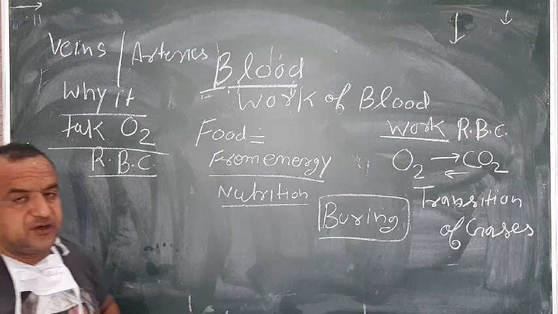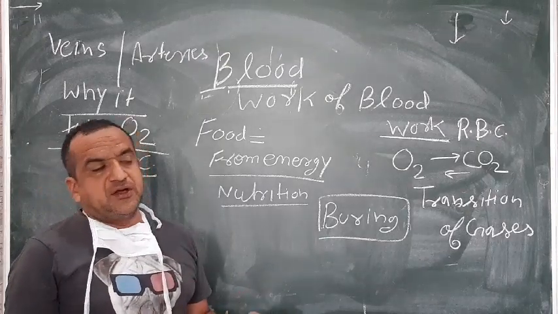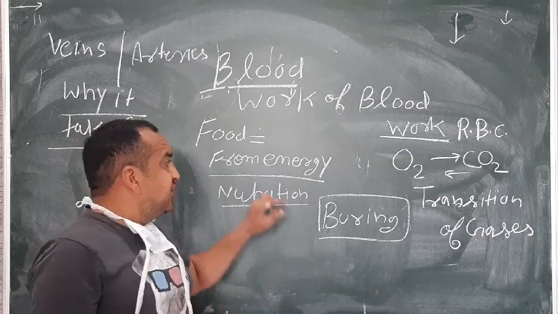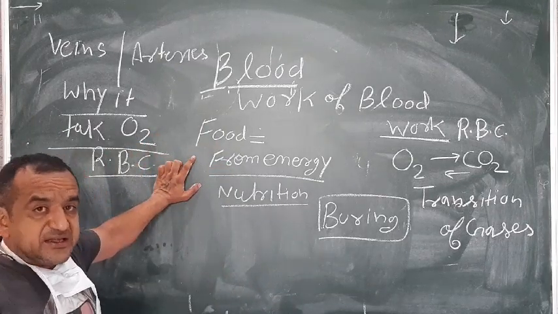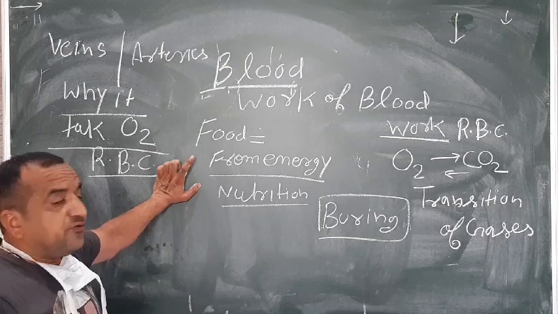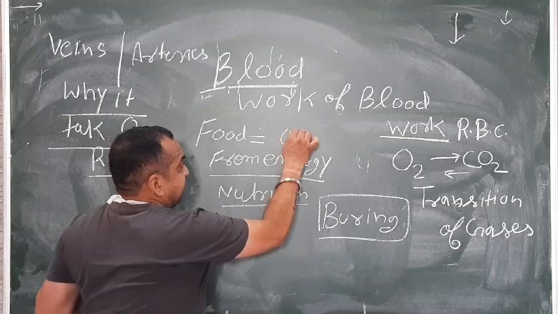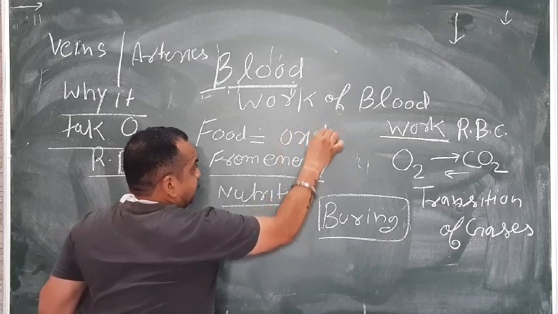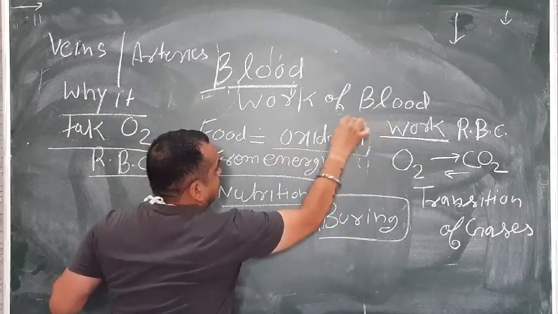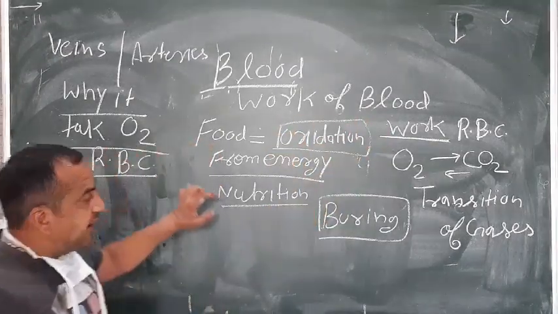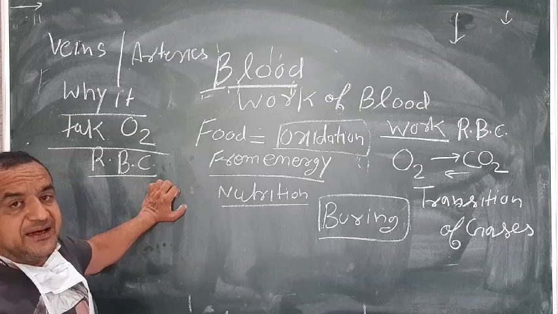Without burning, we are not getting any energy from any type of object. That is the main reason we take food for energy and nutrition: we burn our food in our body. The burning process is known as oxidation. In our body, food burning is known as oxidation.